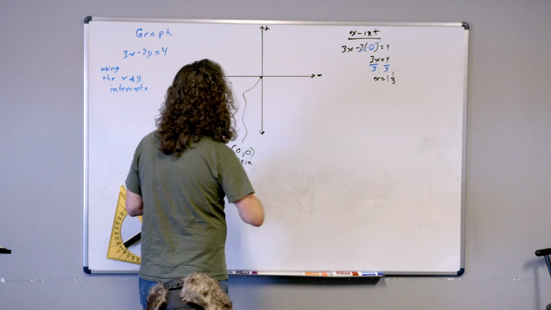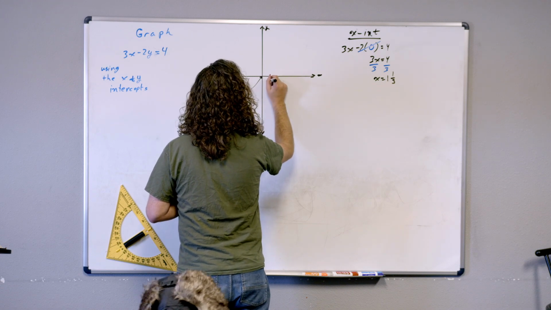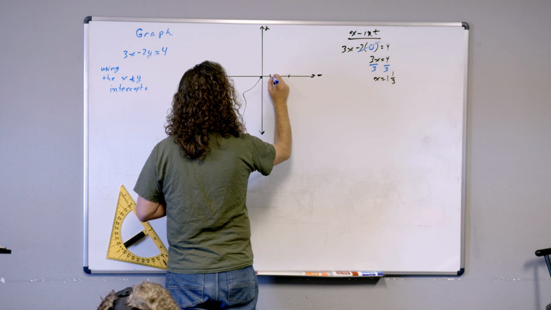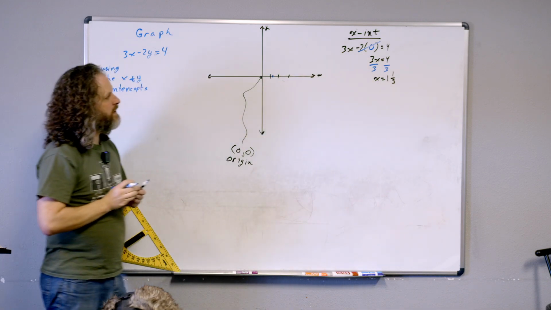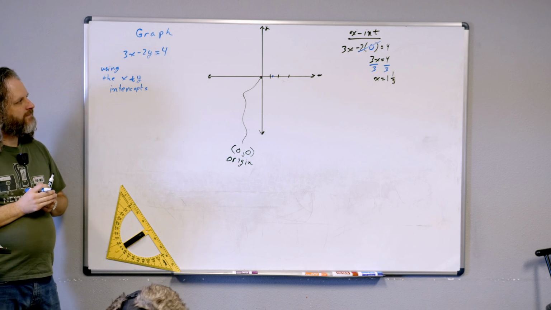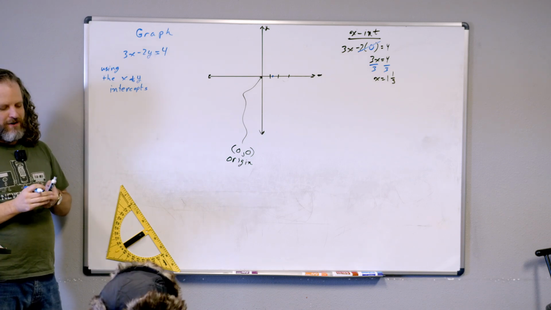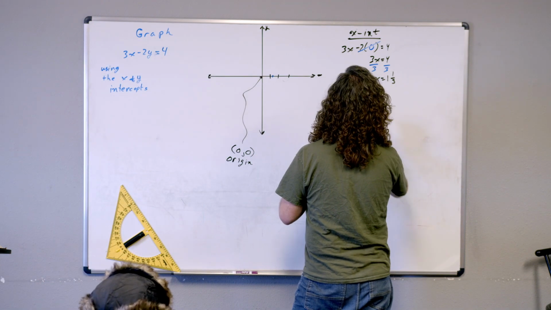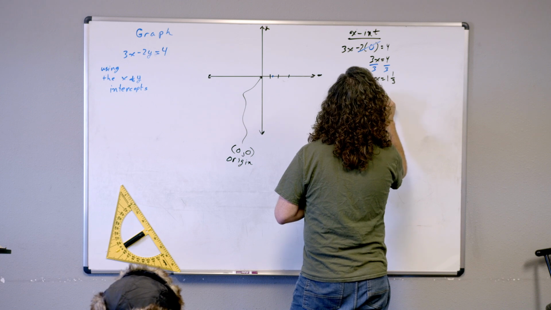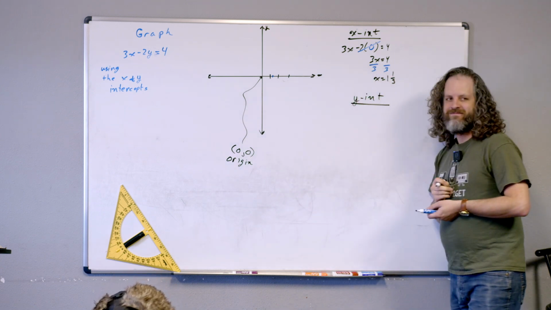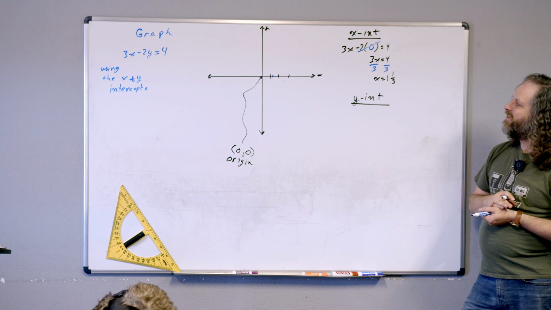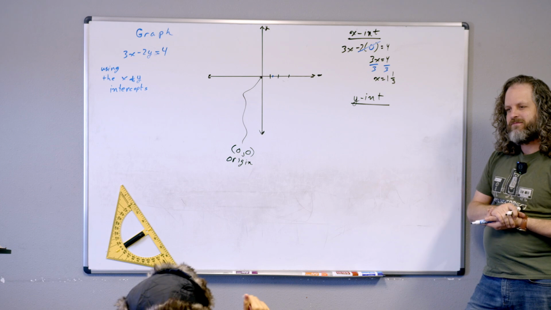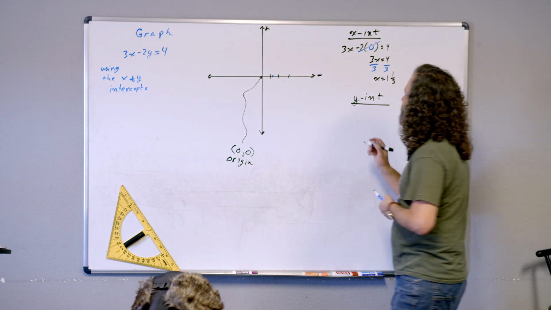So on our graph, we can go over 1, 2, 3, and put a dot at 1 1/3. Right there. Making sense so far? Easy peasy? Good. What about the y-intercept? How are we going to find the y-intercept? Same thing, but what's going to change? The x is going to be 0 this time.